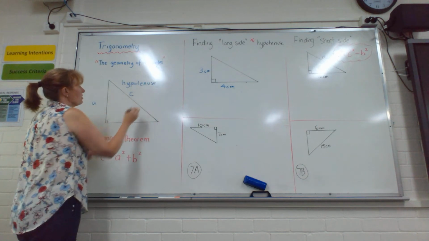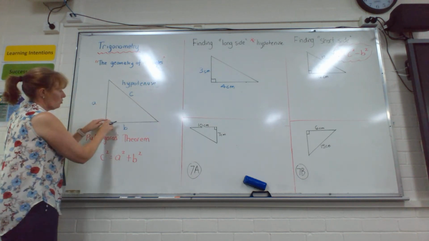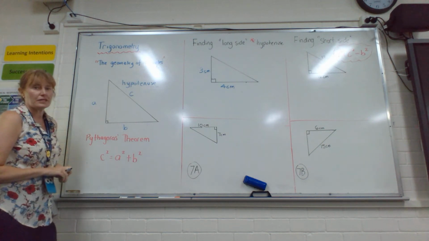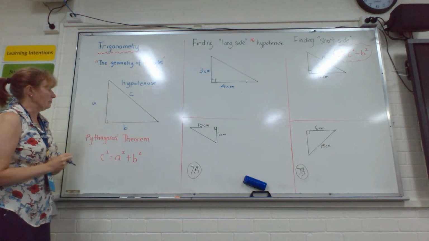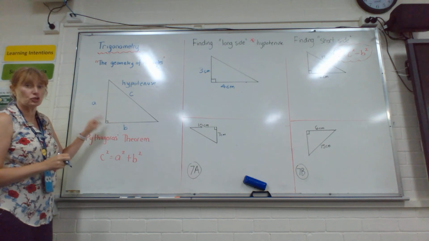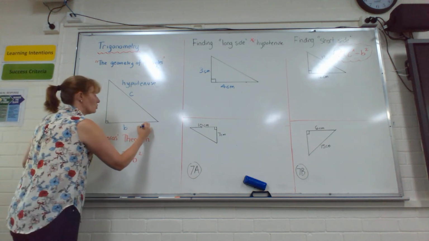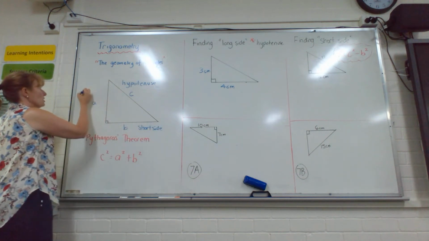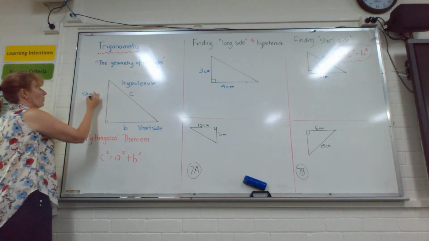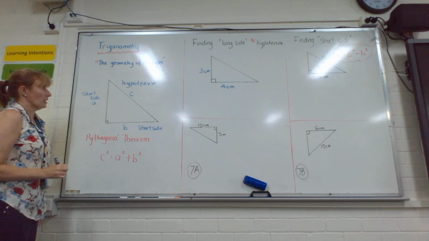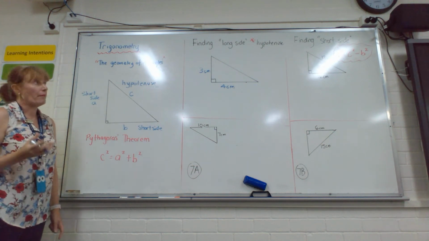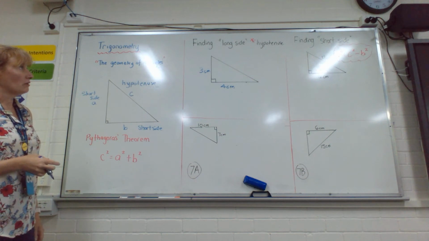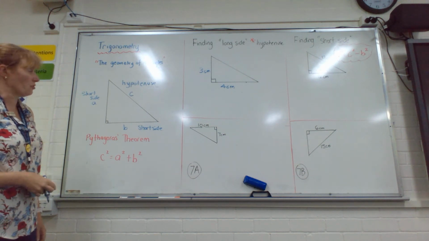So this longest side, which is always opposite that 90 degree angle, is always the hypotenuse, and we always call it C. The other two sides are our short sides, so this is a short side, and this is also a short side, and we call those A and B. Alright, so let's go through and remember how to use Pythagoras' theorem to find some missing sides in a triangle.